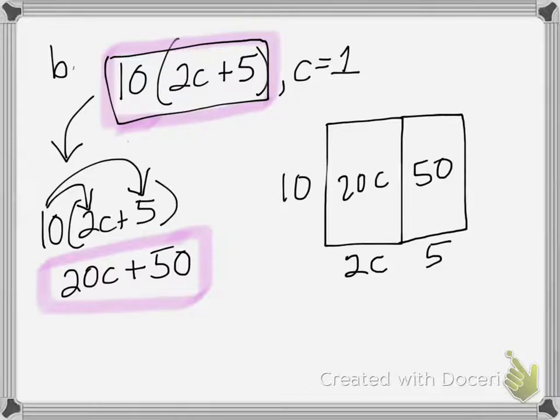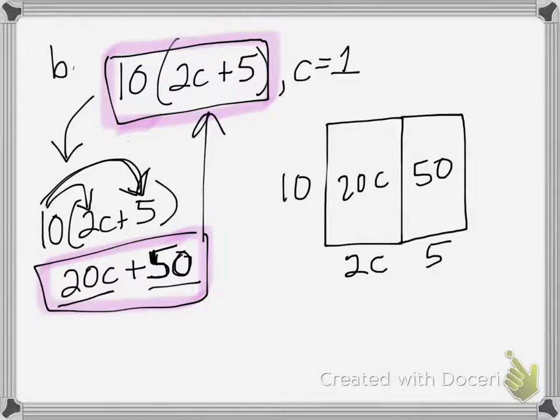I did 10 times the 2C and I ended up with 20C. And then I did 10 times the 5, which was 50. I'm going to add those two, because that's addition inside the parentheses. Okay, so I have that expression. So this expression and this expression I am considering to be equivalent. Okay, I drew my array here, and 20C, 20C, 50, 50 comes out to be the same.